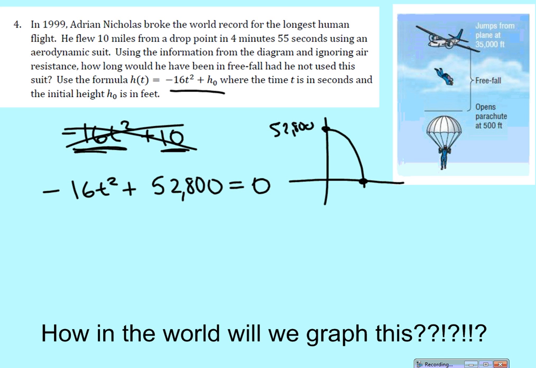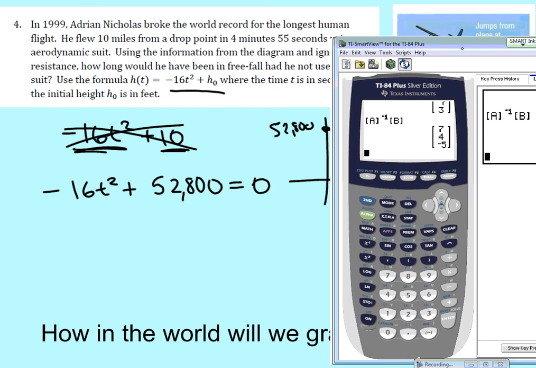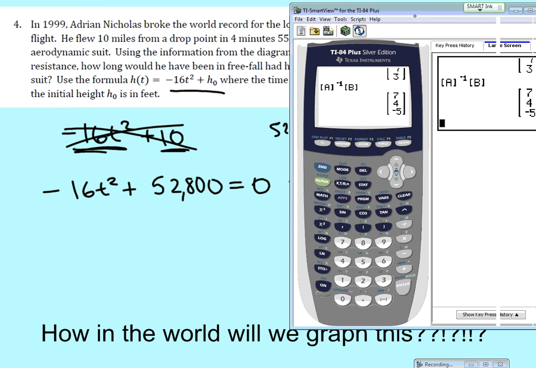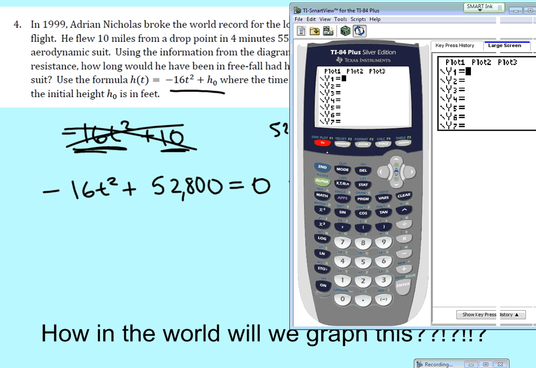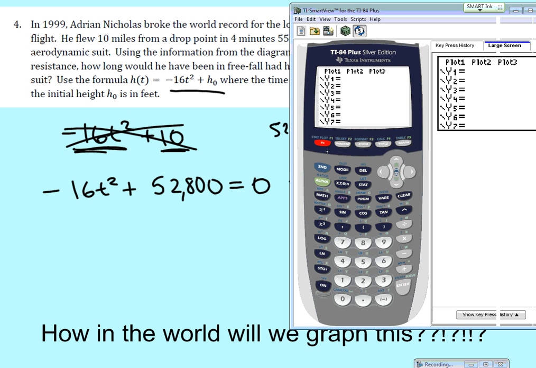All right, so our question becomes, how do we graph this? Well, I'm not going to graph this by hand because that would take too long. I want to use a calculator to do it. So here's what I'm going to do. I'm going to bring this over right here, and I'm going to put this in for y1. First off, I'm going to make sure my stat plot is off. It is good. So I'm going to take -16x squared plus 52,800. So this is what's going to graph.